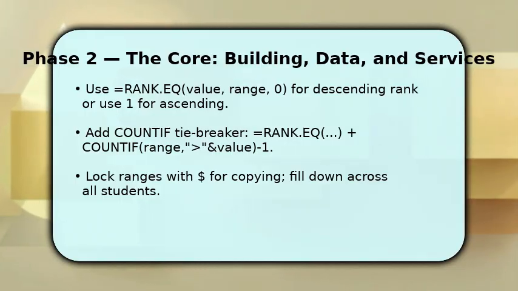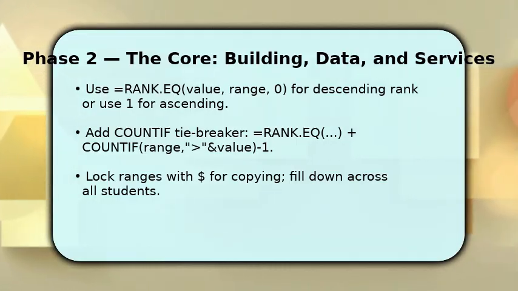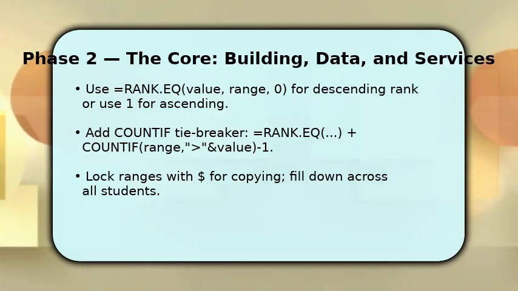RANK(C2, $C$2:$C$101, 0) plus COUNTIF($C$2:C2, C2) minus 1, so each duplicate gets a distinct sequential rank. Make sure you lock ranges with $ before filling down.